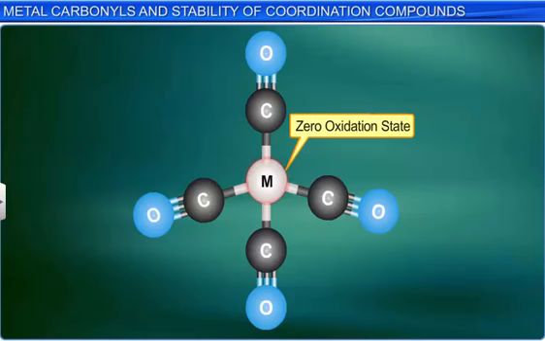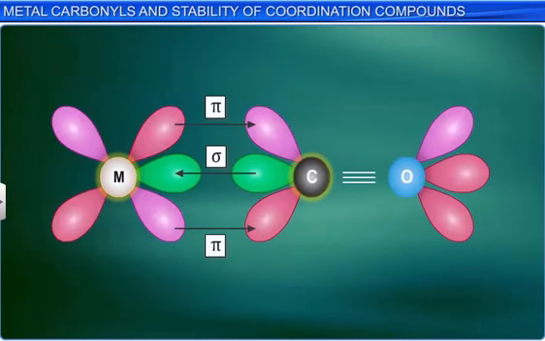A sigma bond between a metal and a carbon is formed by the donation of a lone pair of electrons on the carbon of the CO molecule to a vacant orbital of the metal. A second bond is formed by back bonding.